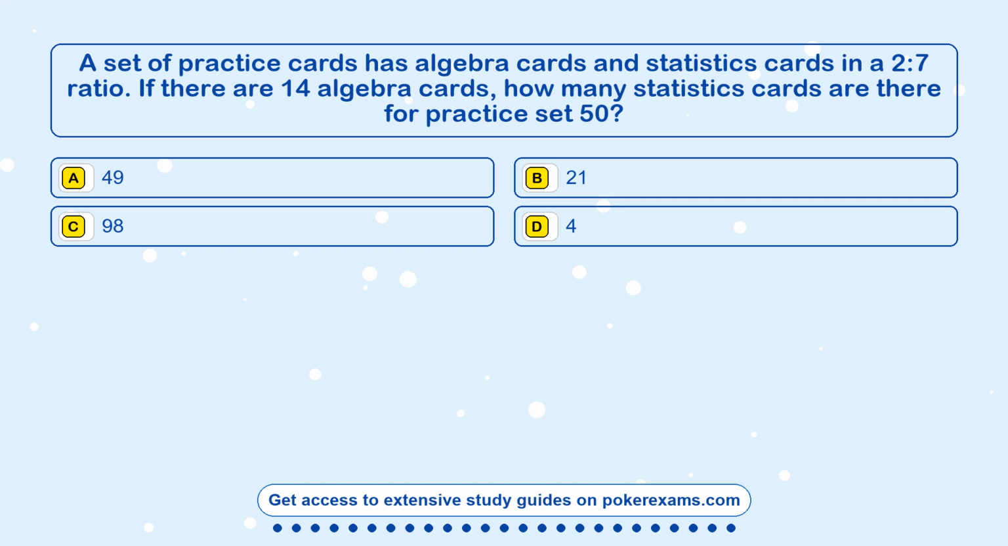Question 4. A set of practice cards has algebra cards and statistics cards in a 2:7 ratio. If there are 14 algebra cards, how many statistics cards are there for practice set 50? Option A 49. Option B 21. Option C 98. Option D 4.